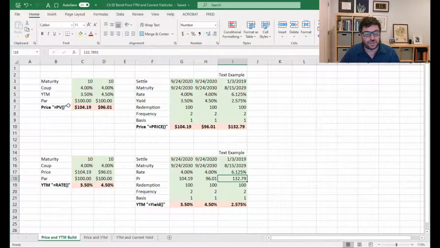The price function is the price for a given discount rate, and the rate function is the discount rate for a given price. Same thing with the price and the yield functions as well. PV and rate, price and yield.